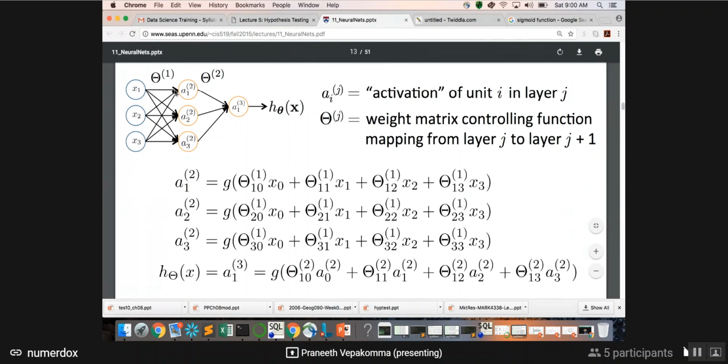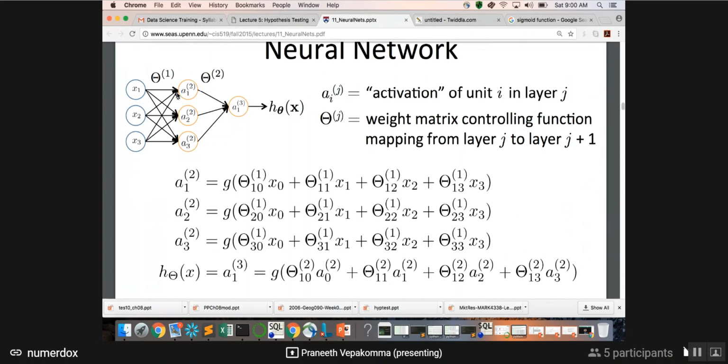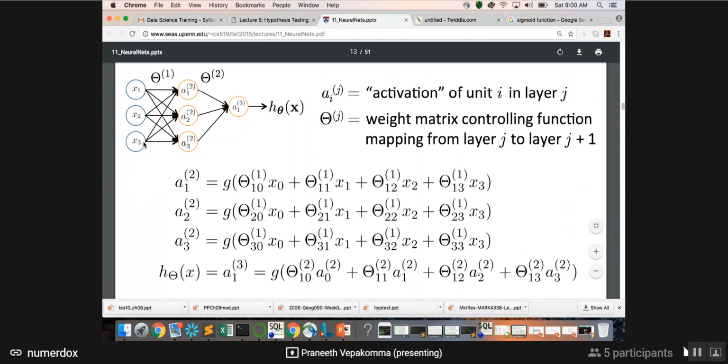Then theta 1 2 will be the weight on this arrow, times whatever number you have in x2. Again, this arrow, because this is the arrow that influences A1. So these are the only arrows that influence A1, right? The ones going into A1. Only the weights on those arrows matter. This is the bias term.